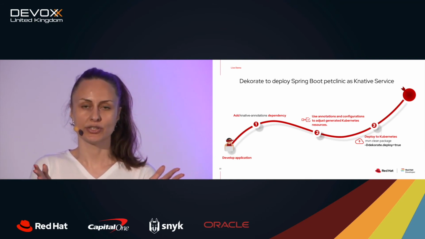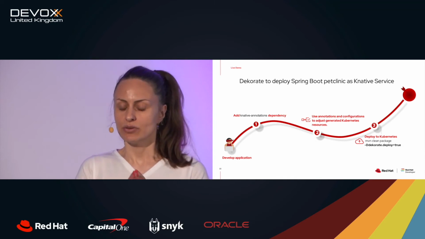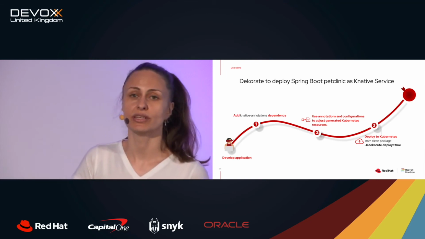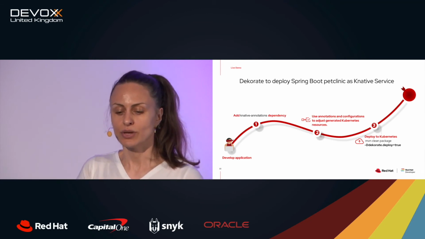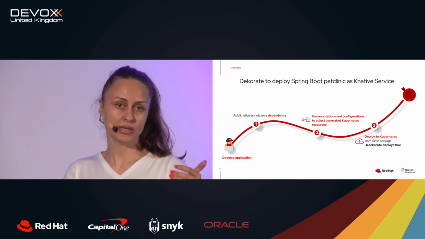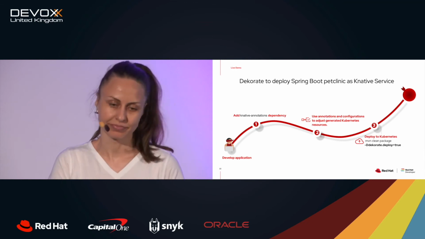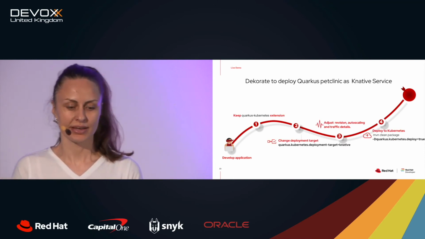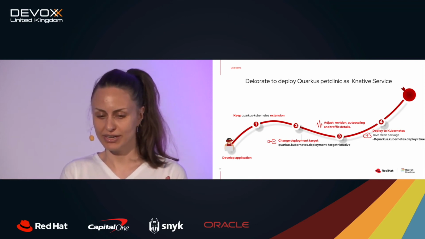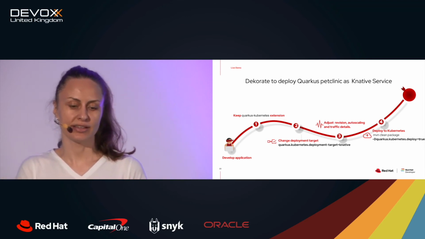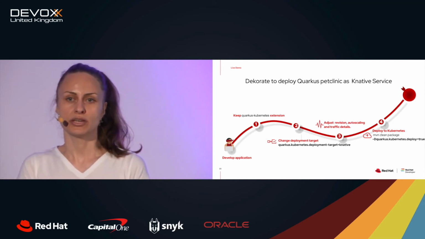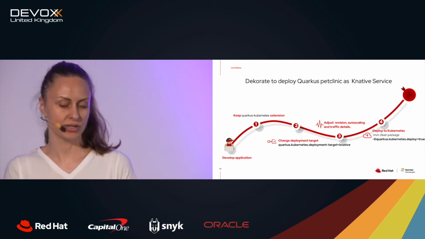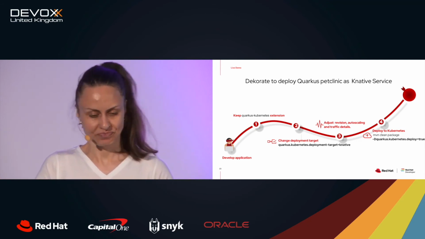So to summarize a bit, for the SpringBoot situation, in order to work with Dekorate, we just need to add the Knative annotations dependency. And then we can use annotations or configurations, if we like, to adjust the generated Kubernetes resources. And again, we can use Dekorate deploy true, or you can use kubectl, and it works like a charm. For Quarkus, you just keep the extension and change the deployment target. Same, adjust revision, autoscaling, and traffic details by using properties, and you can deploy just with Quarkus Kubernetes deploy or using kubectl. Simple as that.